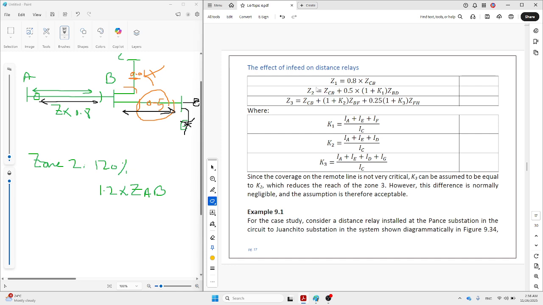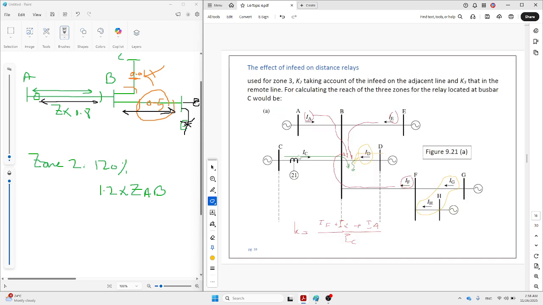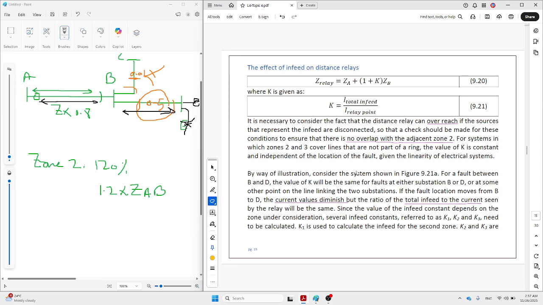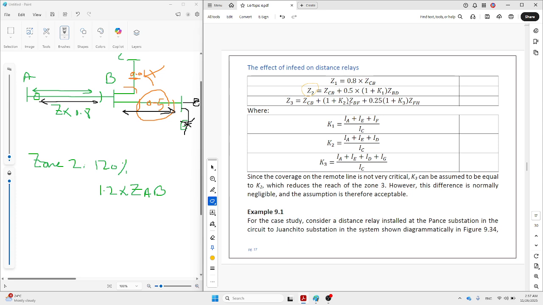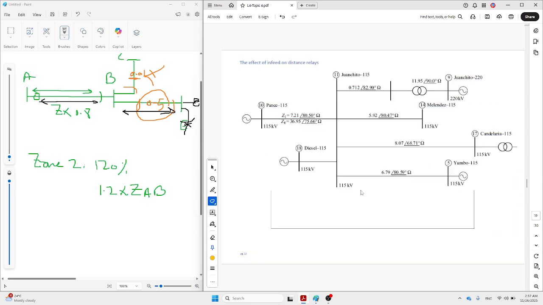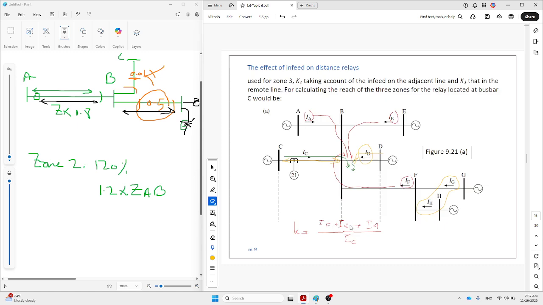K1 is for zone 2. Now, how do we calculate this? This is zone 1, correct? The 80% of this one. Then assume this is the next shortest line, based on the second regulatory. So you can see 50%, 1 plus K1 ZBD, okay? And K1 is IA, IE, IF as I calculated here.